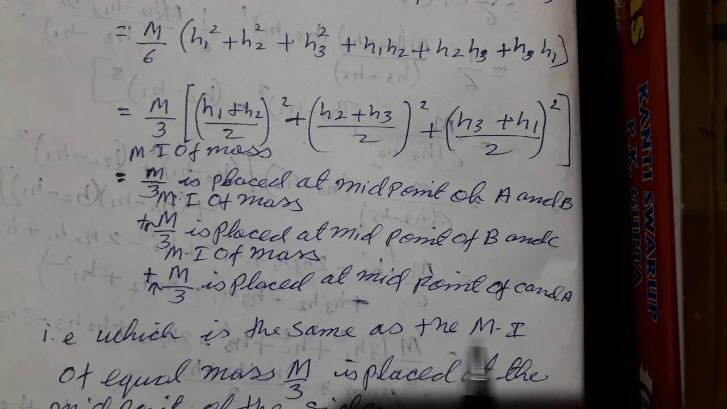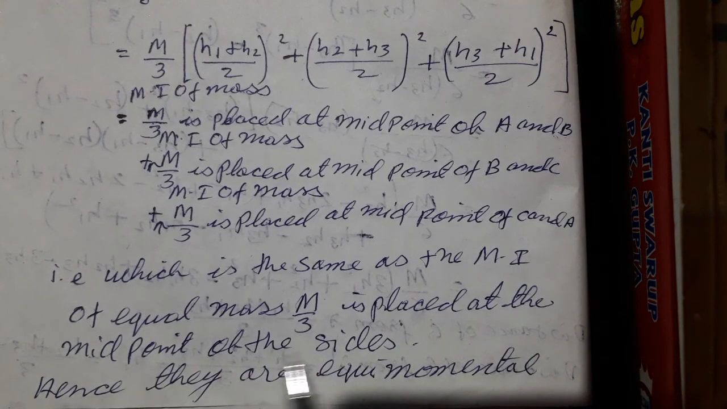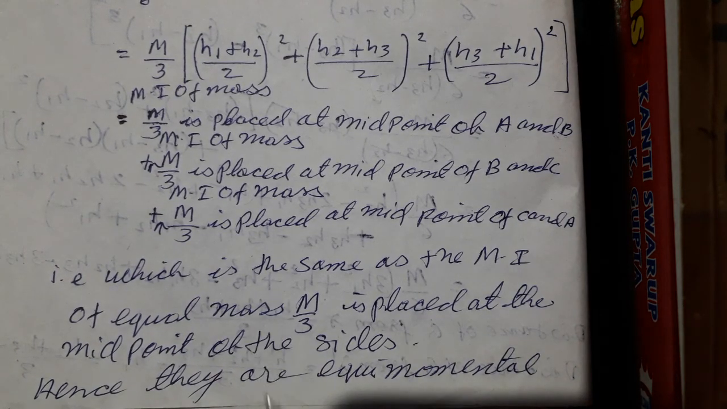Equal masses m by 3 are placed at the midpoints of the sides. They have the same mass, the same centroid, and the same moment of inertia and principal axes about the centroid. So these two systems are equimomental. Hence we have proved that the systems are equimomental. Thank you.